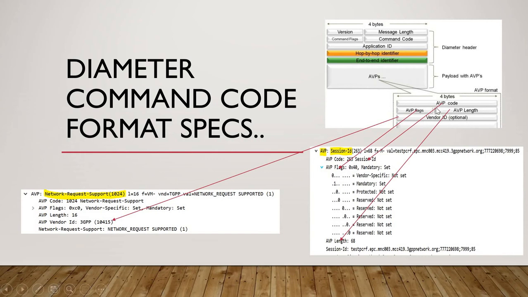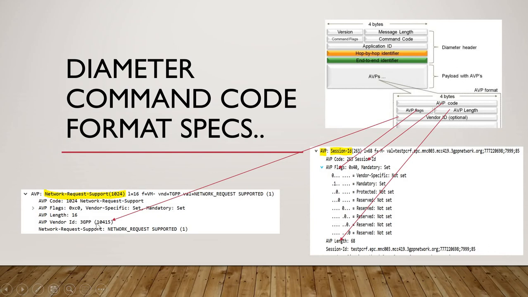Similarly, we have flags for the AVP. Again, those are vendor-specific flags: mandatory, protected, reserved. You can see the description of these flags in the IETF Diameter base protocol RFC 6733. But on a higher note, it looks like this. Then we have the AVP length, and then the actual session ID information.